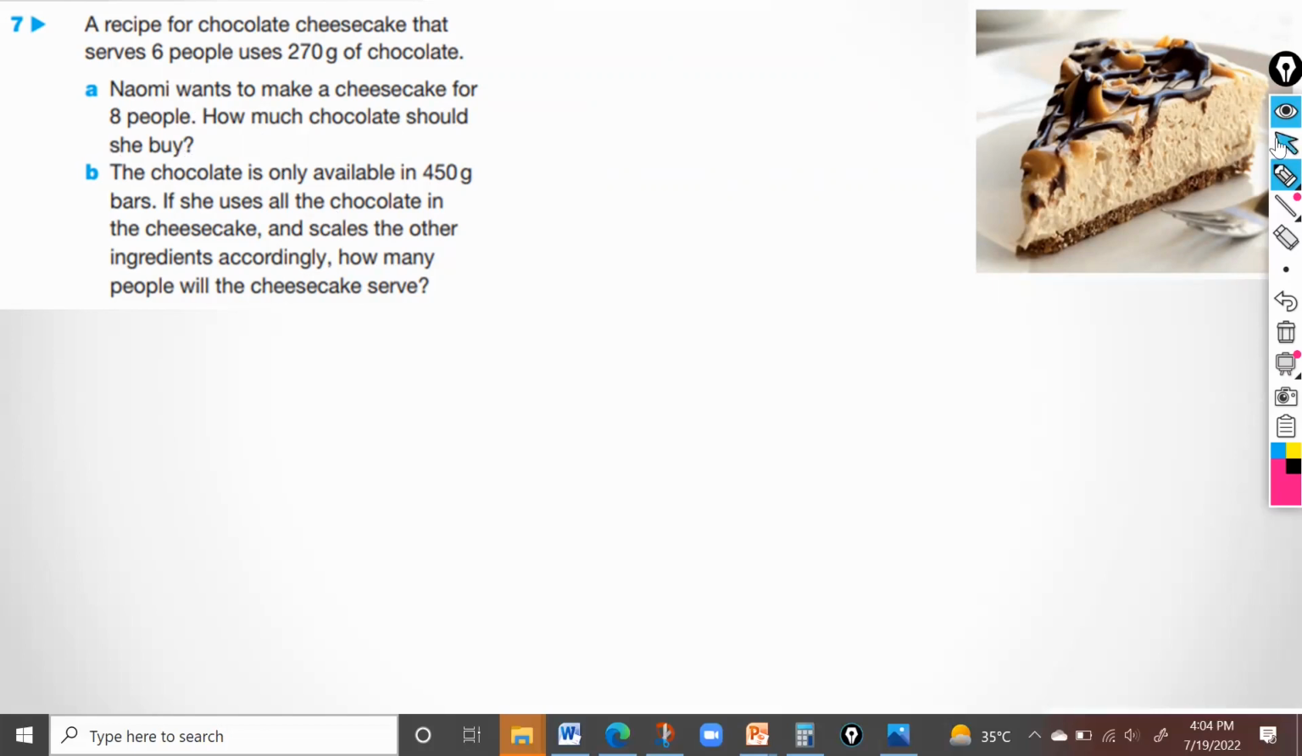So now we start here. So recipe means, first of all, we know the chocolate cheesecake serves people are directly proportional to the chocolate mass. Okay. So here people are 6. So if I say people are equal to K times the mass of chocolate, and K equals people divided by mass. Okay, so this could be 6 upon 270. If we do not divide, even then we can get the answer.